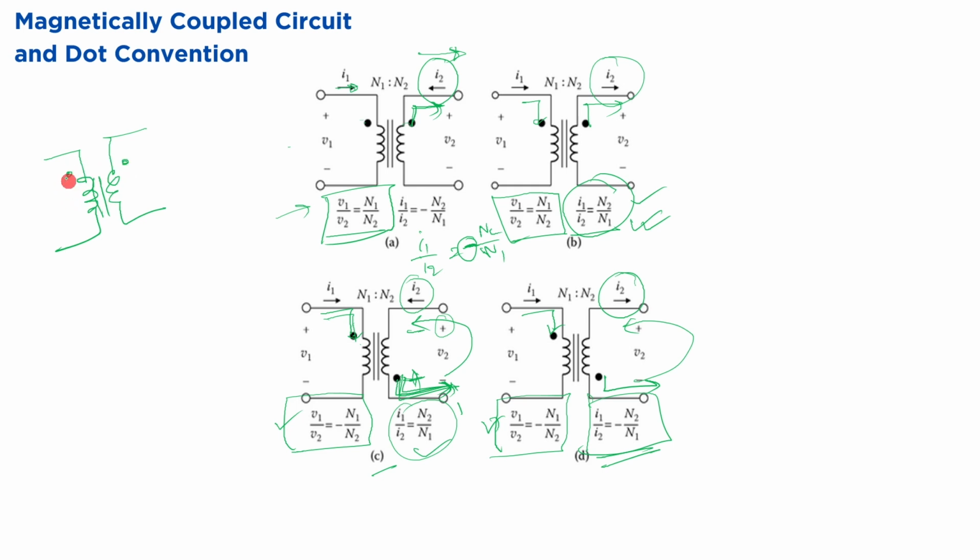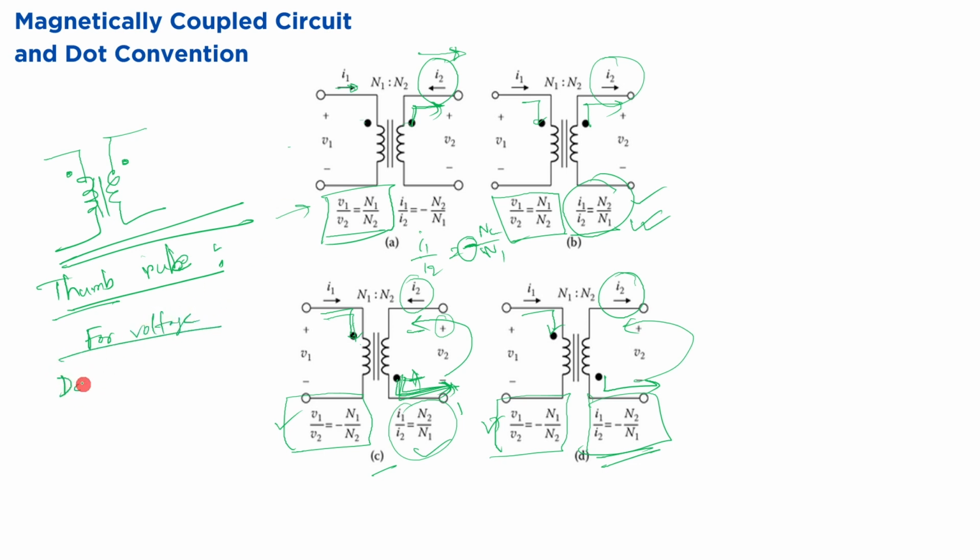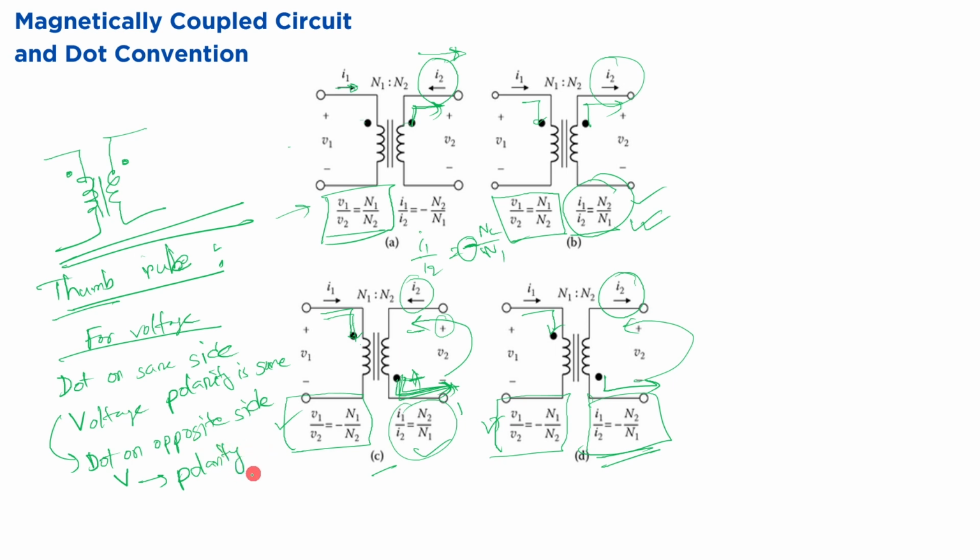Let's take a thumb rule. For the voltage: if the dots are on the same side, the voltage polarity is the same. Dots on the opposite side, and vice versa, the voltage polarity is reversed.